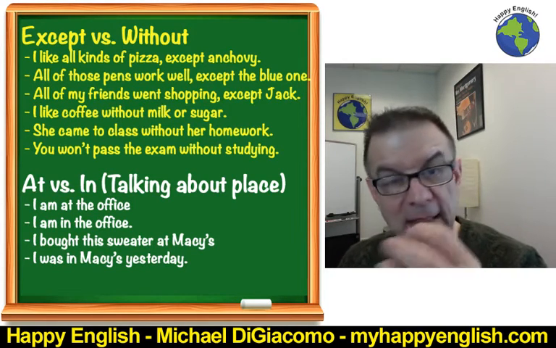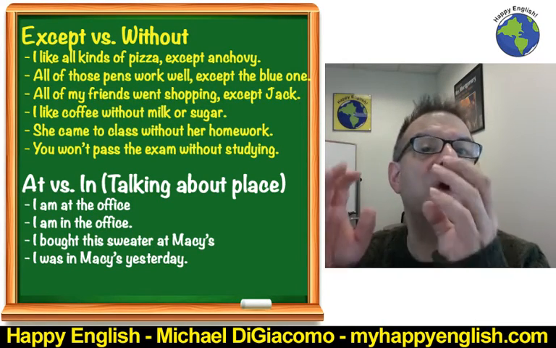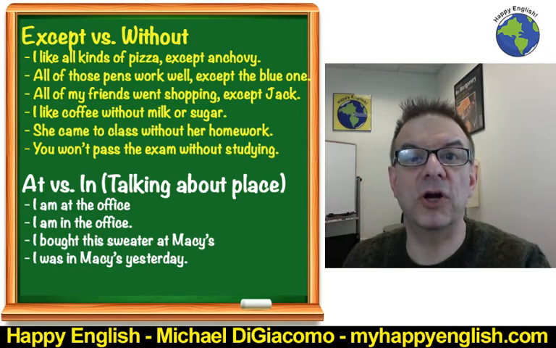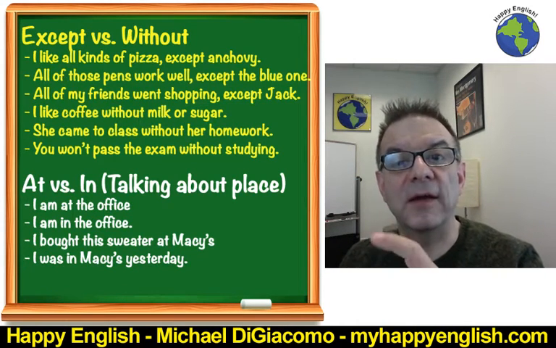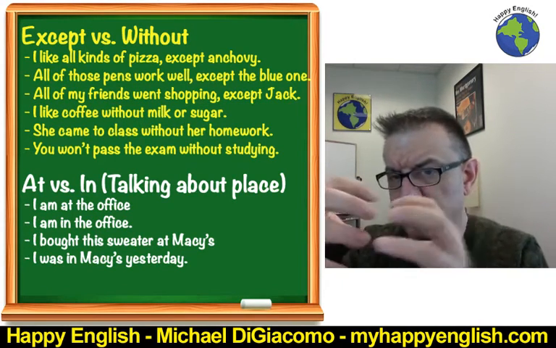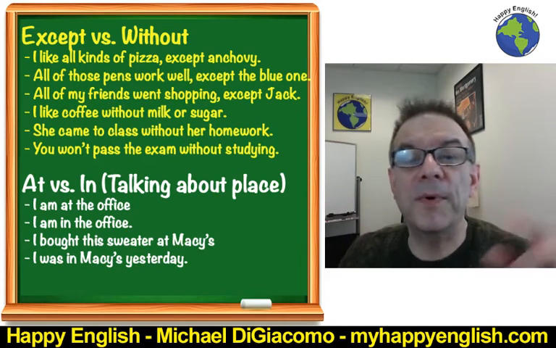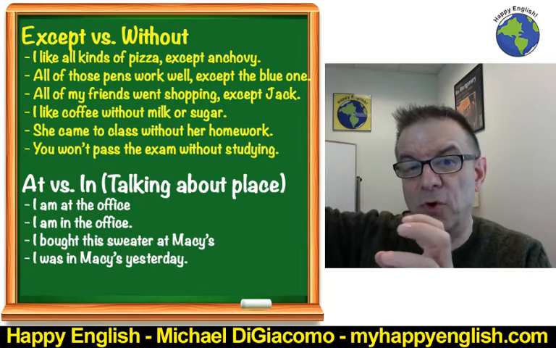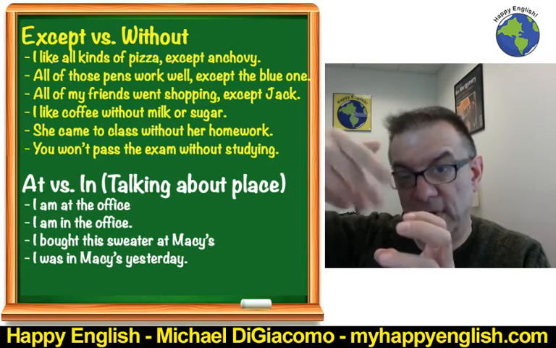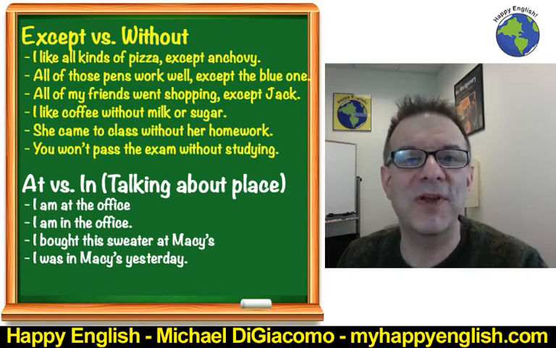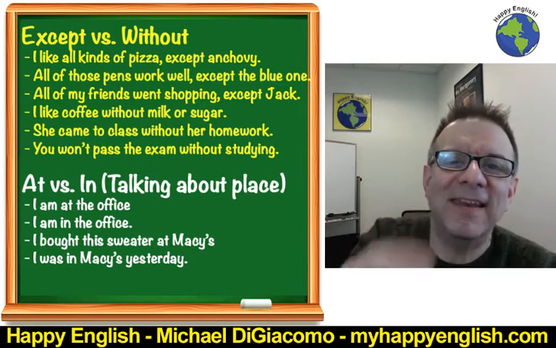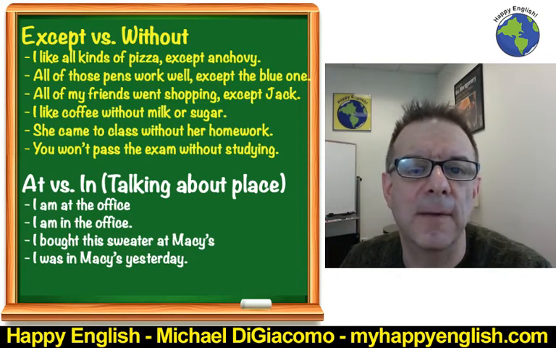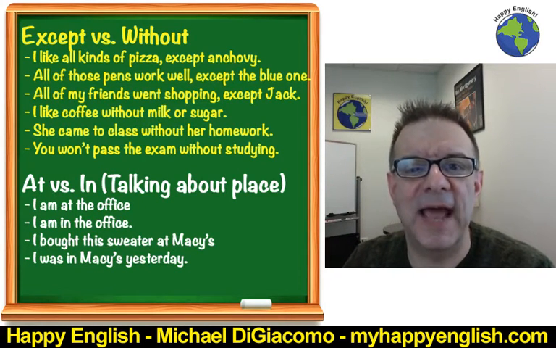When we talk about one thing, like I like my coffee without milk and sugar, we can use without. It means don't put that together. But when we talk about a group and we take something out of that group or don't put that in the group, but not that, we use except. That is the difference between except and without.